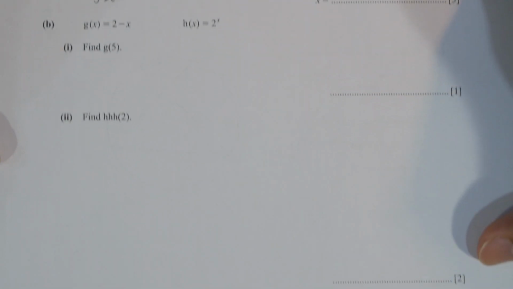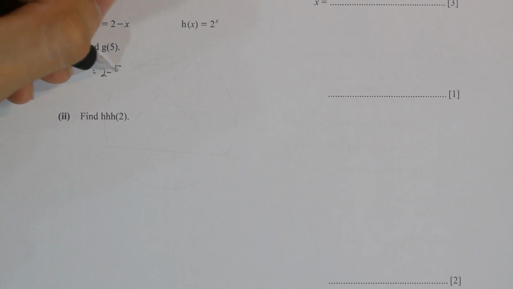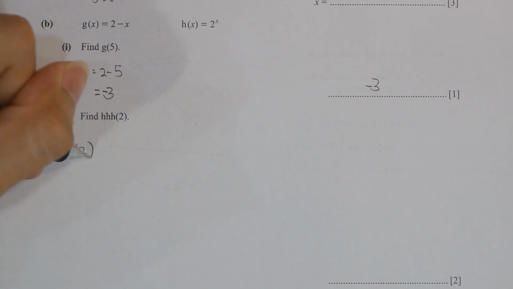For part B, simply substitute the 5 into the x position, then you will get the result as -3. For part 2, it might look confusing. However, you just solve it step by step like what I did, then you'll be able to get the final results.